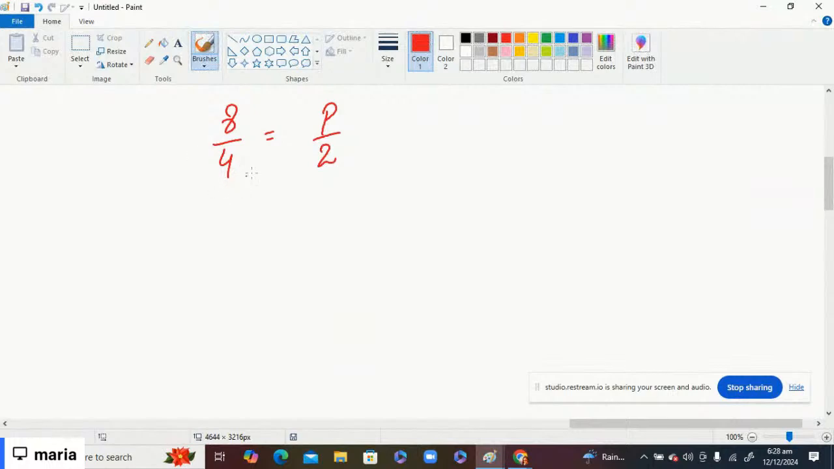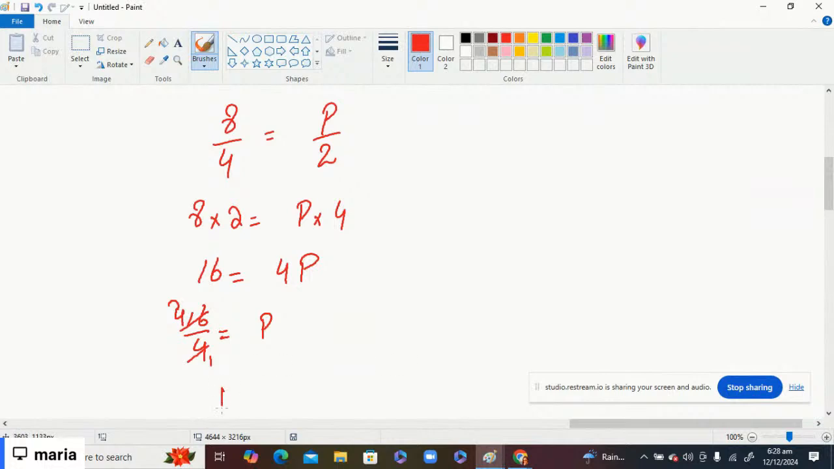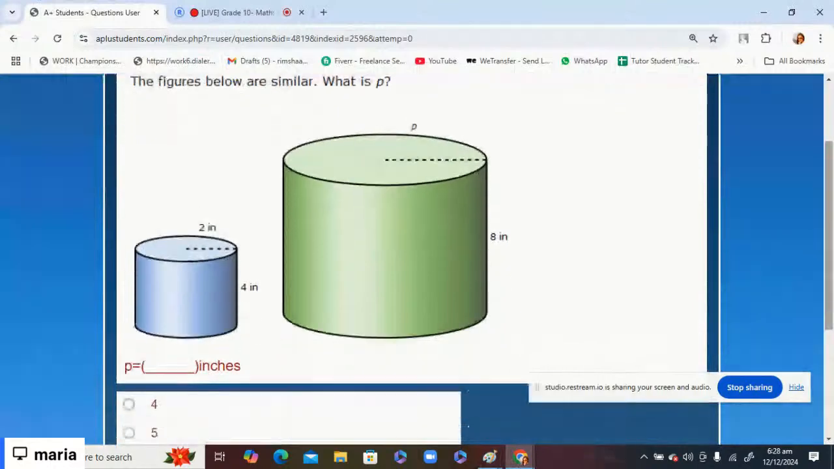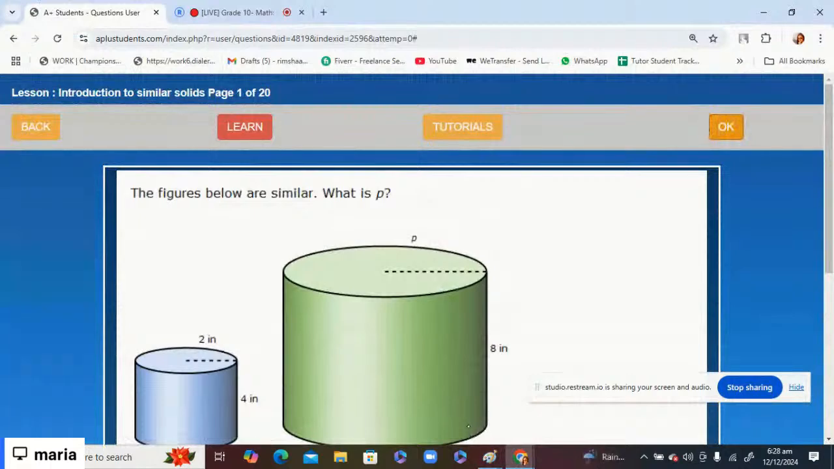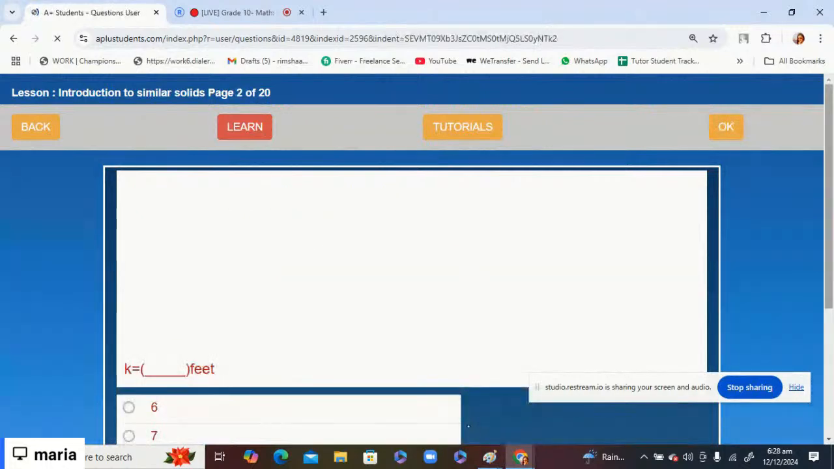Now cross multiply 8 times 2, p times 4. 8 times 2 is 16. P times 4 is 4p. Now it's multiply here, it's divided. 16 over 4 and that is p. 4 times 1 is 4, 4 times 4 is 16. So your value of p is 4. Let's see the answer. Is there available 4? Yes, it's here. Okay, this is the right answer.